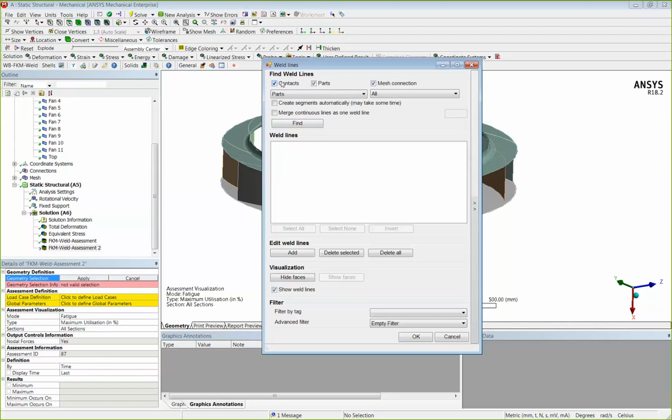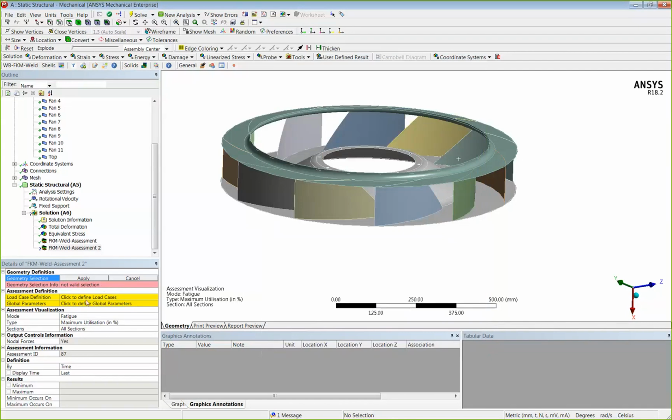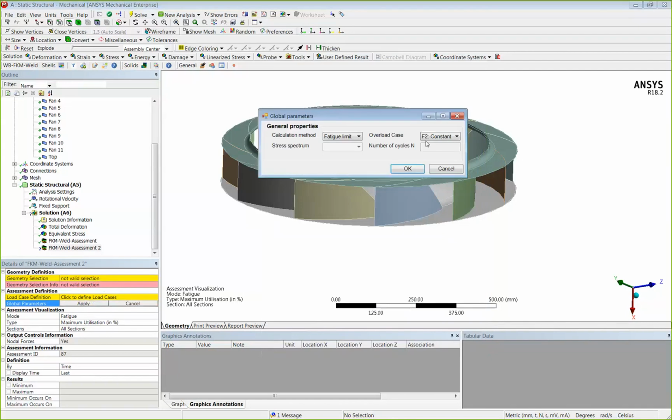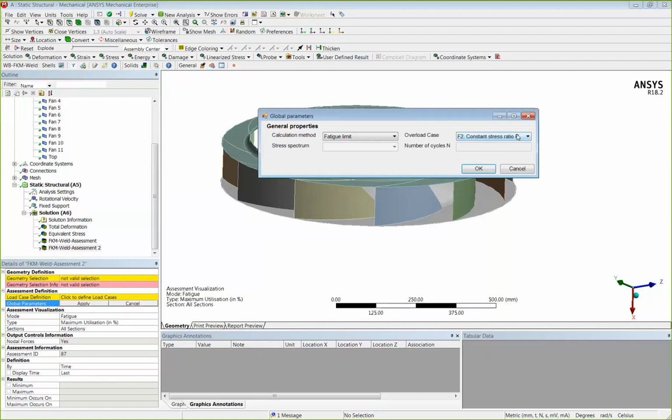There's also a question, why is the overload case constant over R ratio, not over mean stress? It's just constant over R ratio because I didn't change the settings. But you have all possible cases from the FKM guideline. Okay, those are most of the questions I can see here.